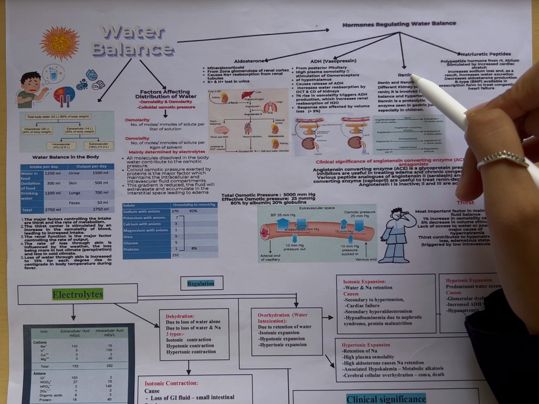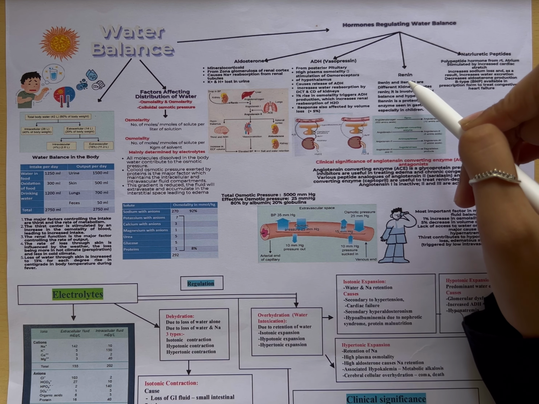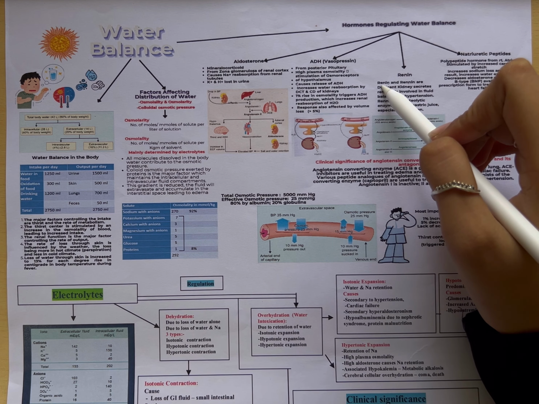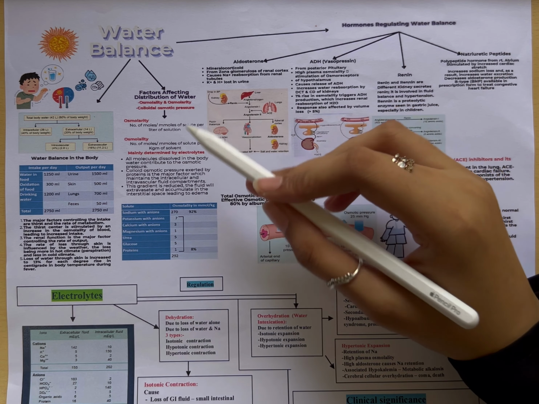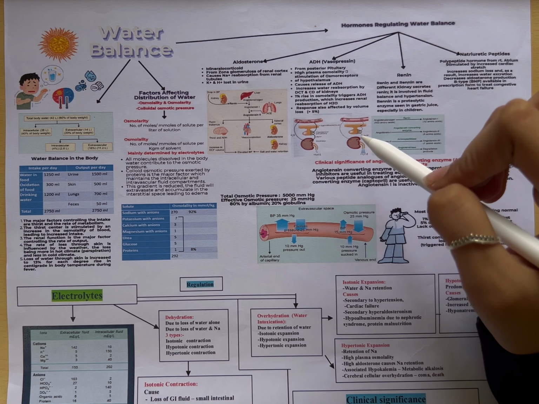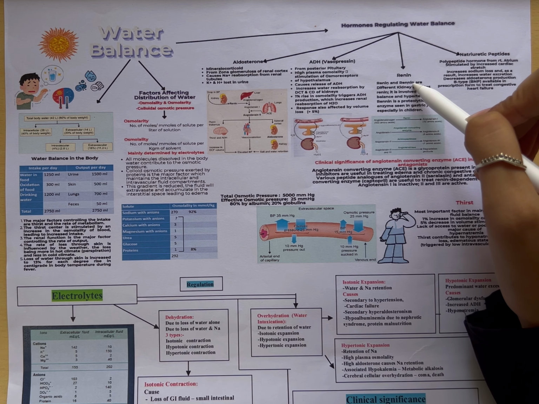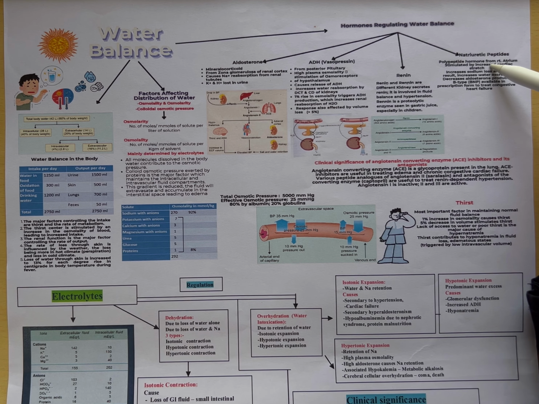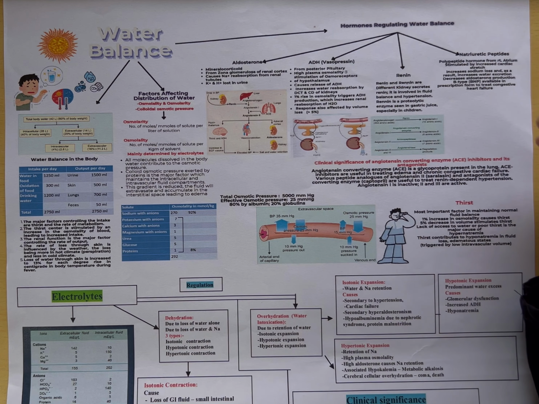Next is renin. It should be noted that renin and rennin with a double N are different. Renin with a single N is a hormone produced by the kidneys to regulate the fluid balance in the body, whereas rennin with a double N is a digestive enzyme seen mostly in the stomach of infants, involved in curdling of the milk. Next are the natriuretic peptides, which are released by the heart in response to increased blood volume. They promote sodium and water excretion out of the body to reduce the blood pressure.